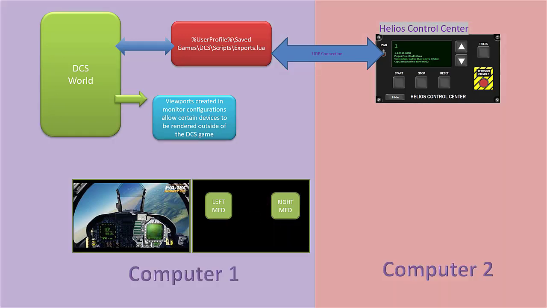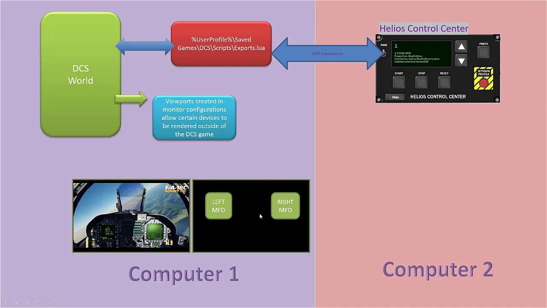The use of a UDP connection between the Exports.lua file and the control center means that the Helios virtual cockpit can run on a different computer from DCS World. Helios copes with this easily, although the keyboard interface cannot be used to communicate with DCS World. Viewports need some additional assistance to work with a remote virtual cockpit.